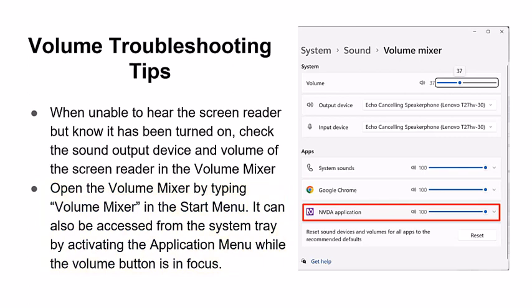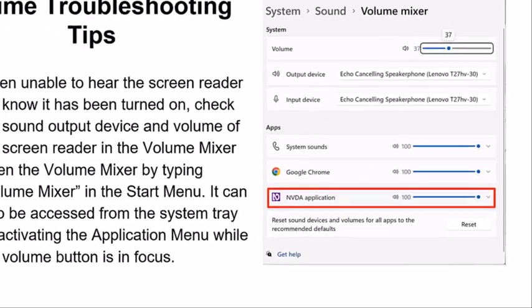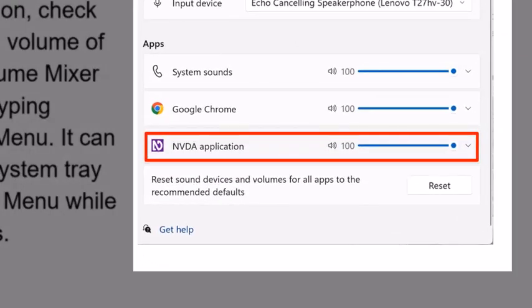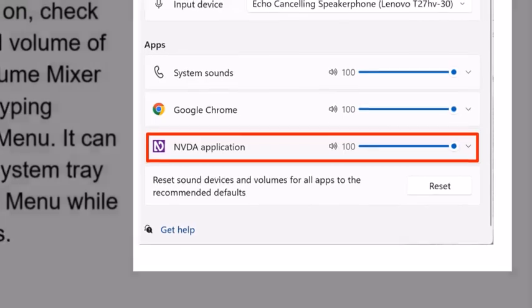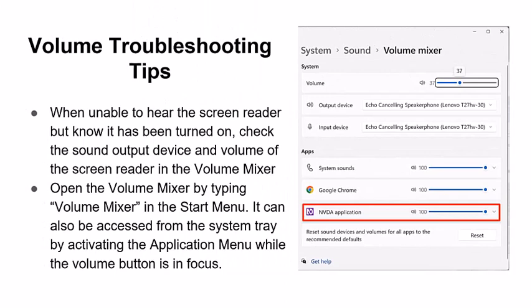Another good thing is not only checking the volume of the screen reader, but comparing it to other applications that might be running. If you look here on this screenshot, I show that NVDA is turned up all the way. Also, so is my system sounds and my Google Chrome. So a really good way to do some testing is to just go to YouTube and see if a video plays. If the video doesn't play and it shows that your volume is all the way up, there may be a hardware problem with your computer. And you might need to look for some outside assistance there, but this is a good place to start.